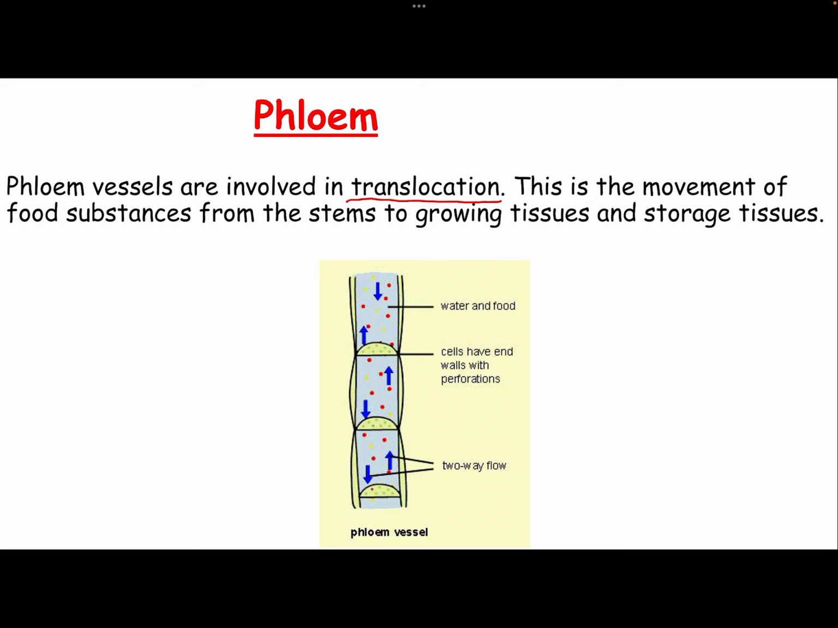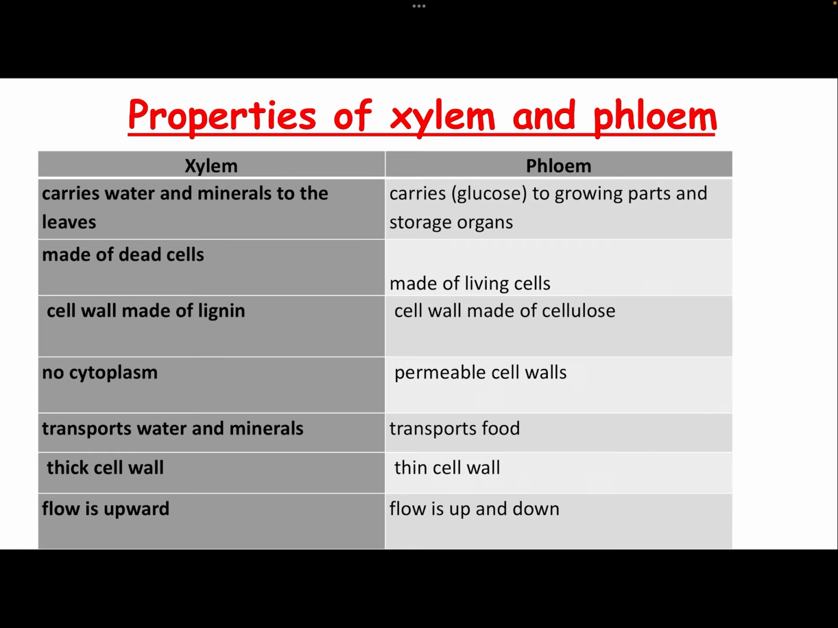So we talk about storage, for example, rice, that is stored as starch, right? Glucose stored as starch, potatoes, and so on. So water and food, because it doesn't travel as a solid, it's a solution or cell sap. Cells have end walls, which is right here, with perforations or holes, and it's a two-way flow up and down the phloem. So properties of these are the differences between them.